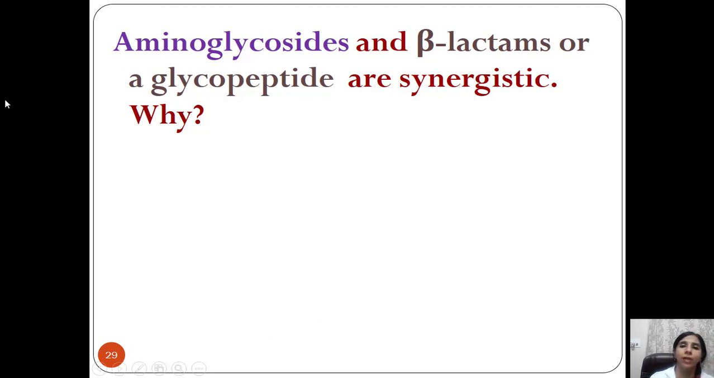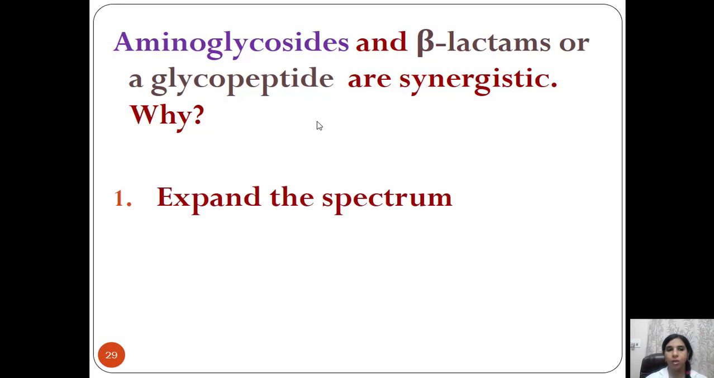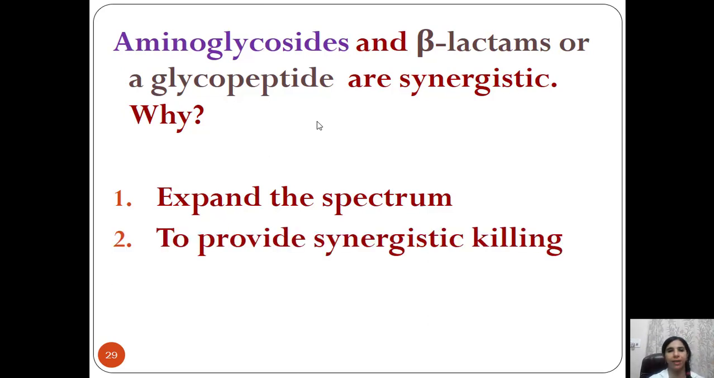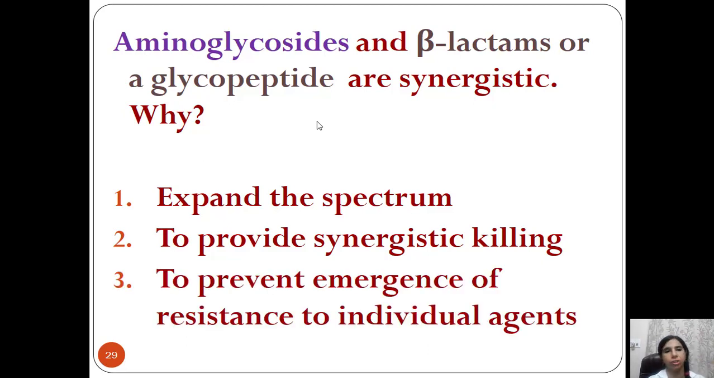Aminoglycosides with a beta-lactam or aminoglycosides with a glycopeptide. The idea is combining a protein synthesis inhibitor with a cell wall active agent. If you combine the two, they expand the spectrum, because there could be organisms to which beta-lactams and aminoglycosides both are active. They provide synergistic killing because they enhance the passage of aminoglycosides inside to inhibit protein synthesis. And of course, if you combine the two antimicrobials, which you will learn, it prevents the emergence of resistance to individual agents, and that is more relevant when we are planning long-term therapies.